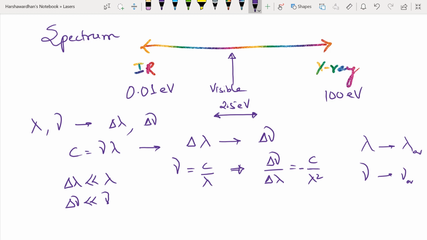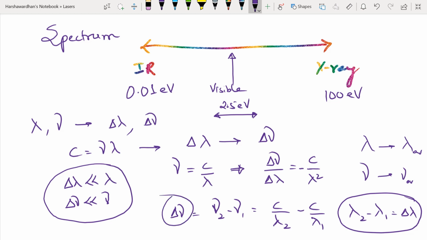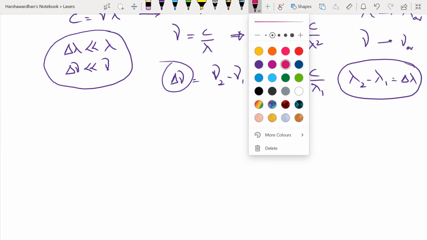Now this is indeed true in this regime, but of course if lambda 1 and lambda 2 are reasonably far away, then what you need to do is define delta nu as nu 2 minus nu 1, which by the way is c by lambda 2 minus c by lambda 1. That gives the appropriate conversion between delta lambdas and delta nus. So this is the way to operationally deal with it. This is a very important aspect of laser.